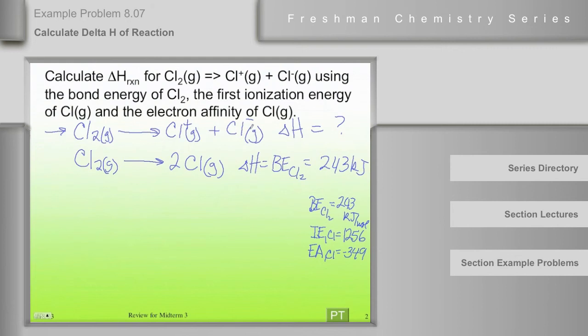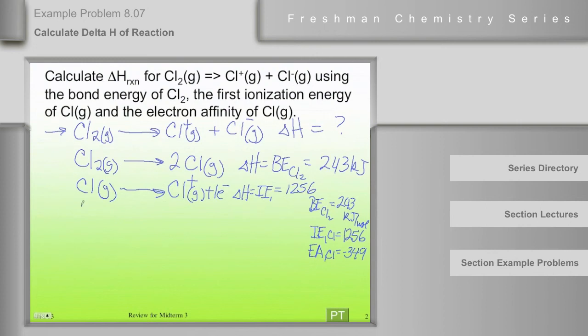So the first thing we can do logically is to take one chlorine atom and ionize it. We'll have to put in 1256 kilojoules. That'll make Cl plus in the gas phase plus an electron, and the delta H equals IE1 of chlorine, and that's 1256 kilojoules.